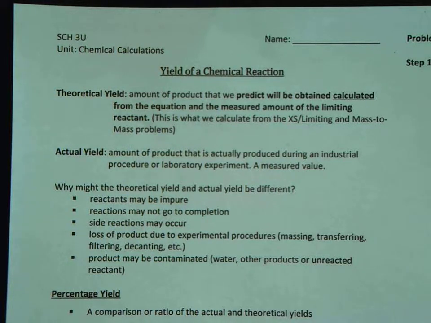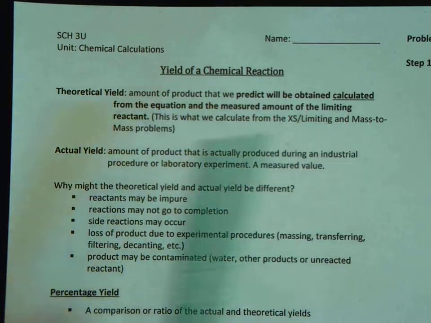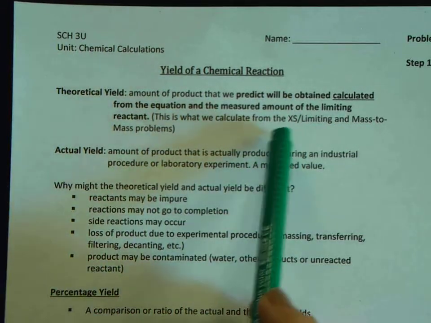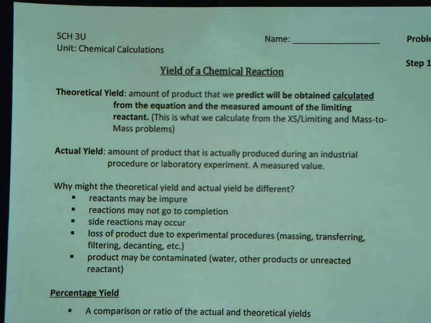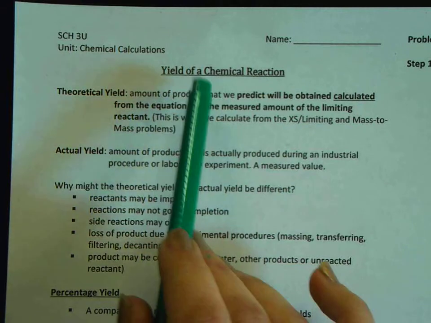Yield of a chemical reaction means how much product we get, and usually it means how much of the product that we really want do we get. And we can look at it in two ways. There's the theoretical yield. A theoretical yield is the amount of product that we predict we will get, calculated from the equation and the measured amounts of the limiting reactant. The limiting reactant is something that we've covered in another video, and we use the mass-to-mass problems. What we mean by limiting is that something runs out first. Whatever we run out first, that's what we use to calculate our theoretical yield.